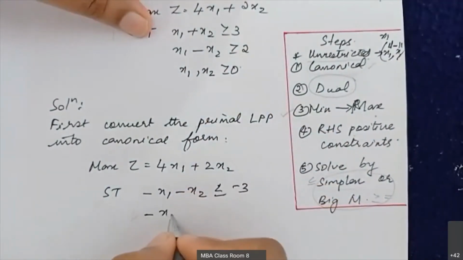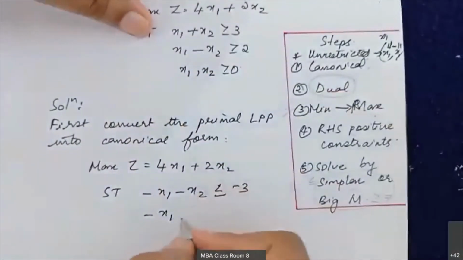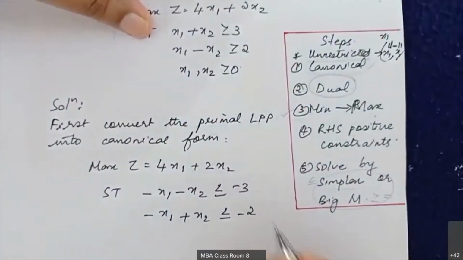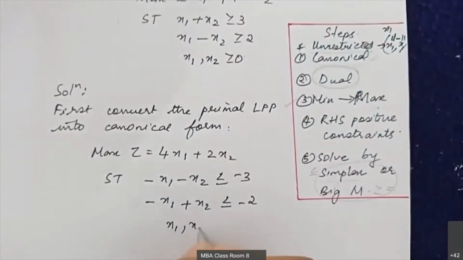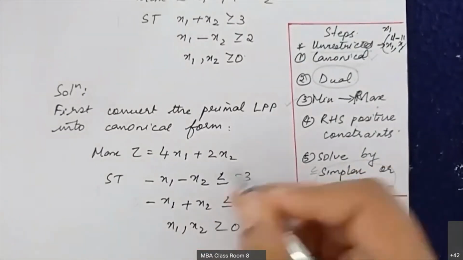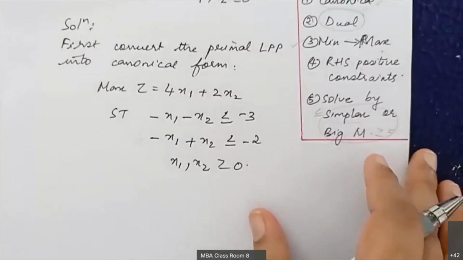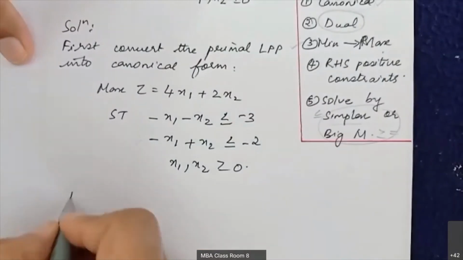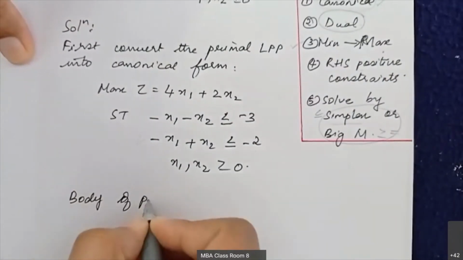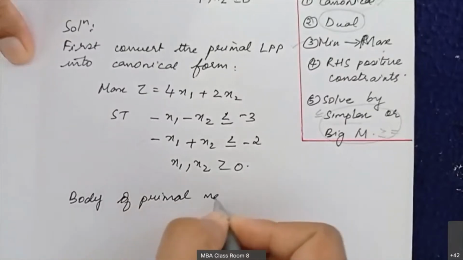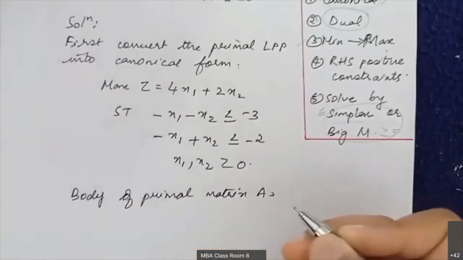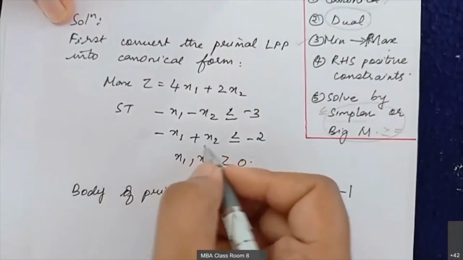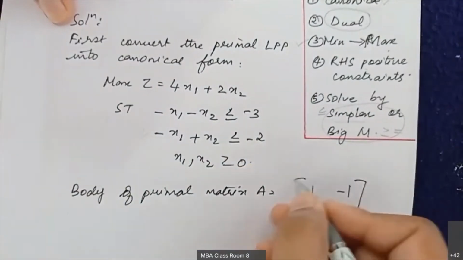Similarly, the second constraint: -x1, here minus and minus will become plus, x2. Again, the symbol will reverse, less than or equal to 2 will become -2. Then you have x1, x2 greater than or equal to 0. So this is our canonical form. If you get the canonical form, what will we do? We will take the body of the primal matrix, I'm calling it A, which is -1, -1, -1, 1. Okay, this is our matrix A.